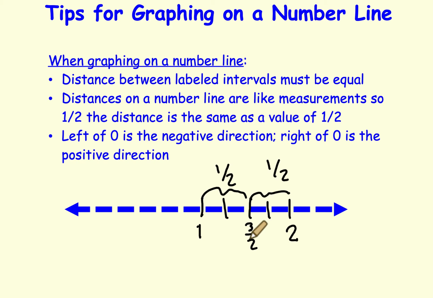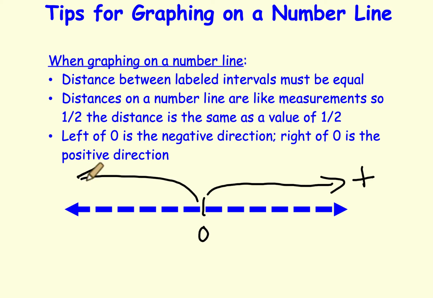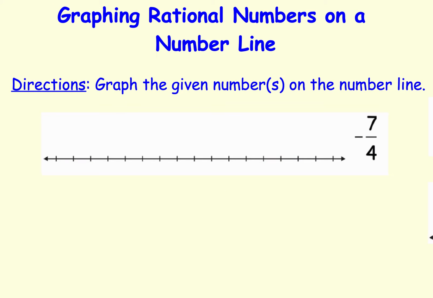Another thing to remember is that if this marks 0, to the right is the positive direction, and to the left is the negative direction. So -1 would be here, +1 here. Now let's get to graphing.